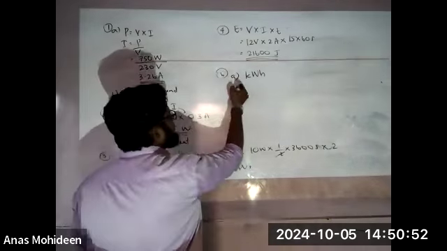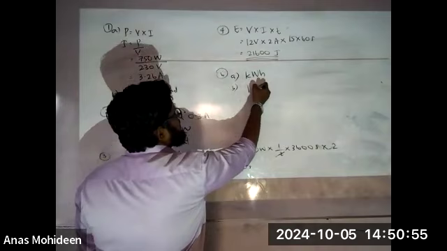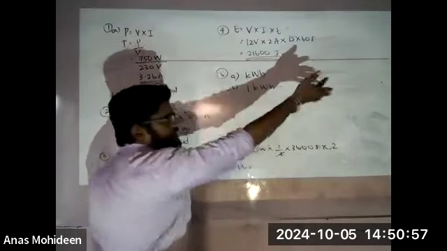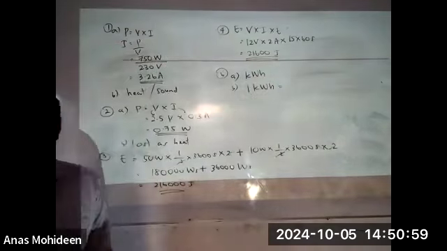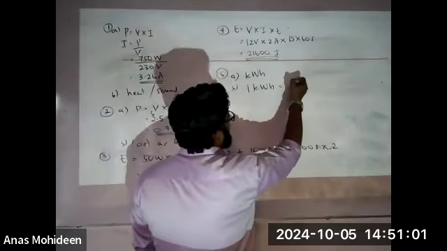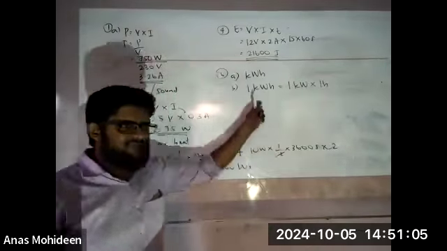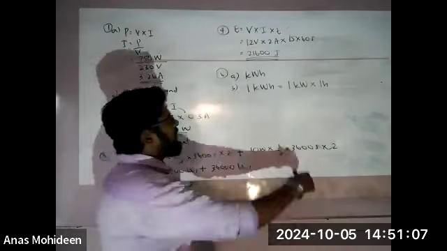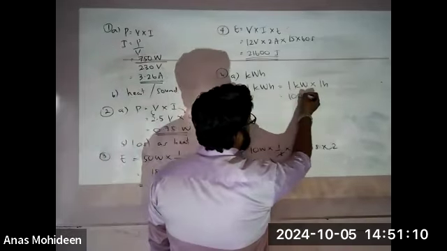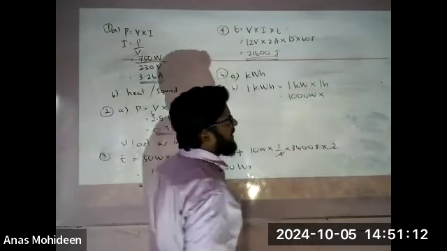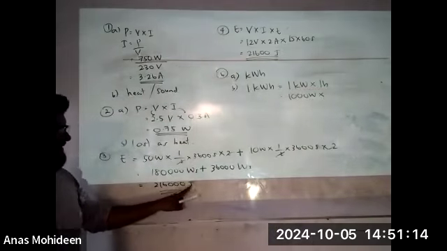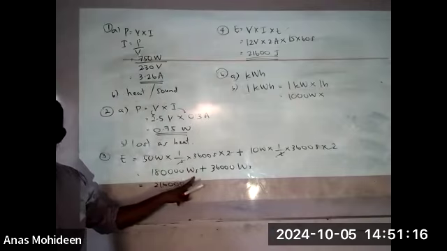I gave that already. So that means 1 kilowatt hour you have to convert into joules. How to convert? 1 kilowatt hour refers to 1 kilowatt into 1 hour. 1 into 1 is 1. So 1 kilowatt means how many watts? 1000 watts. Why do I convert that? Because joules are given in watt seconds.